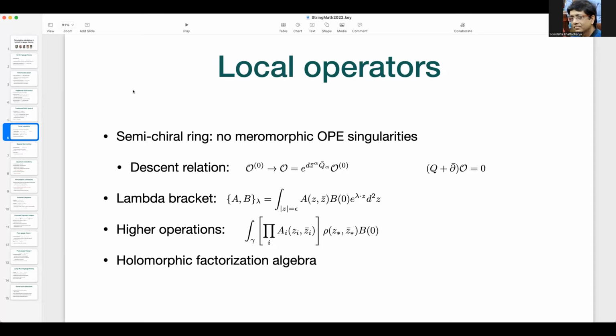Okay. So in order to define this bigger algebraic structure, we use something called a descent relation.